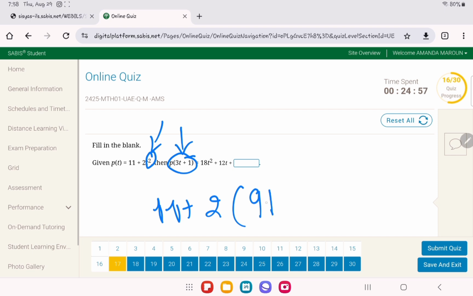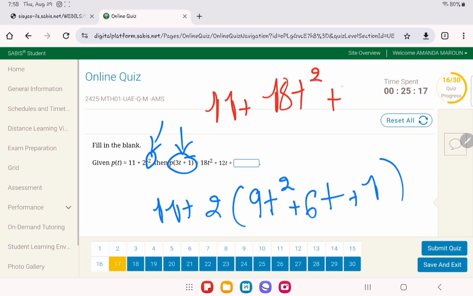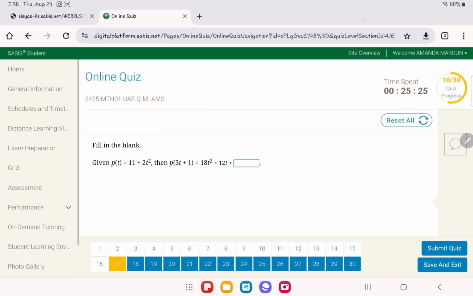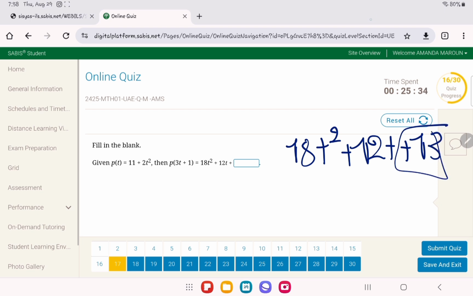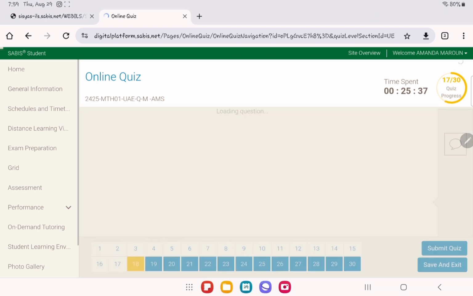It's going to be 9t squared plus 6t plus 1. Now we're going to multiply it all by 2. What will we get? We will have 11 plus 18t squared plus 12t plus 2. And 11 plus 2 is what? 13. So our final answer is 18t squared plus 12t plus 13. So our box is 13. Number 18.